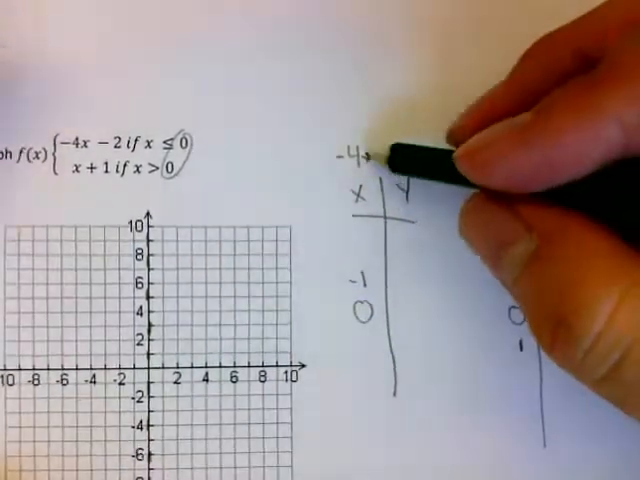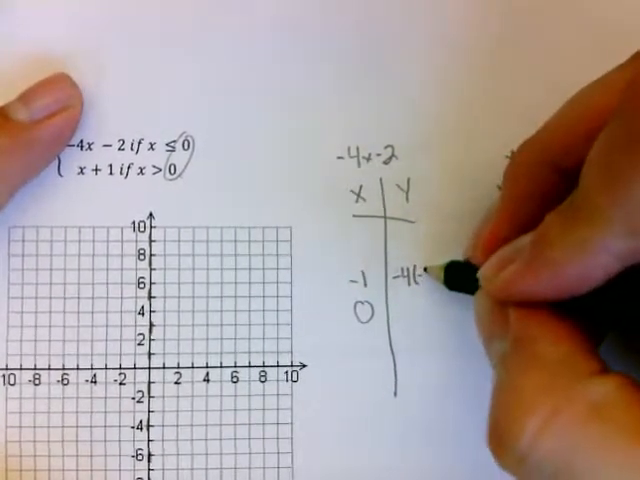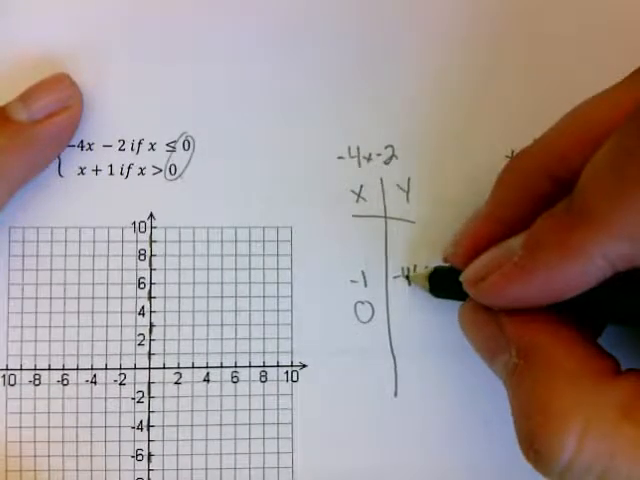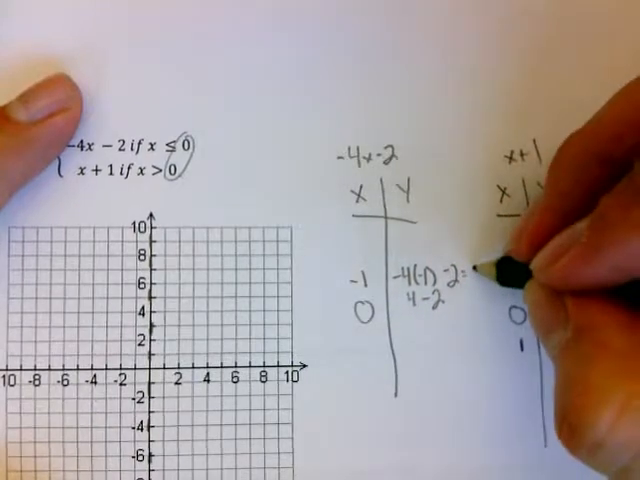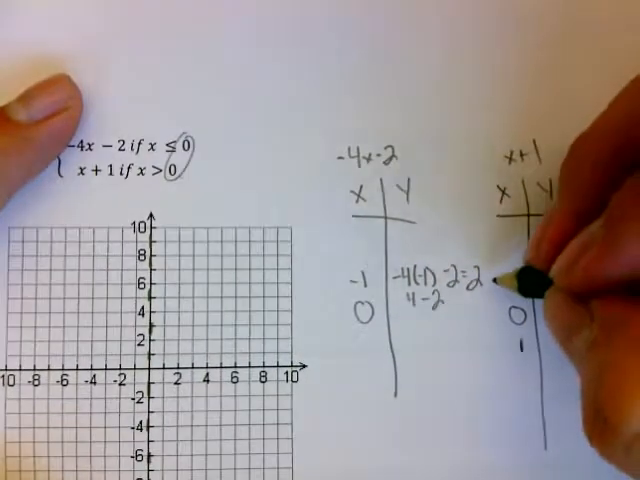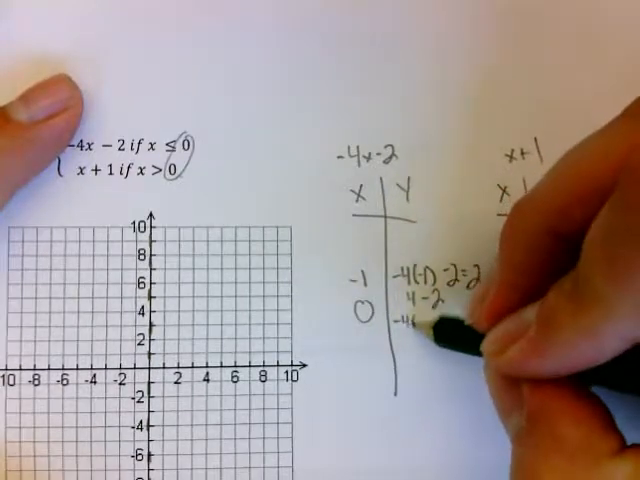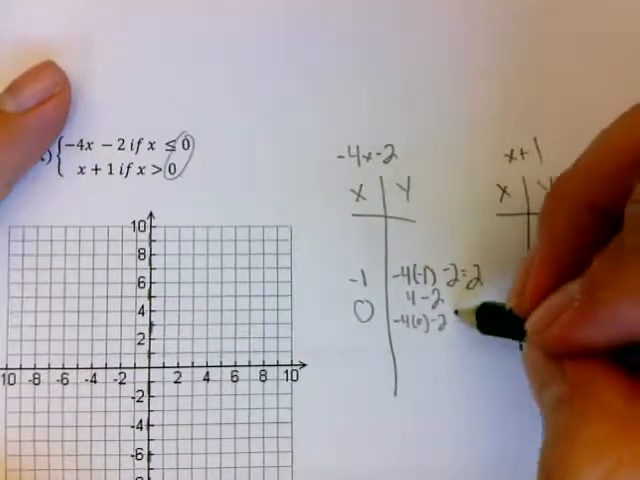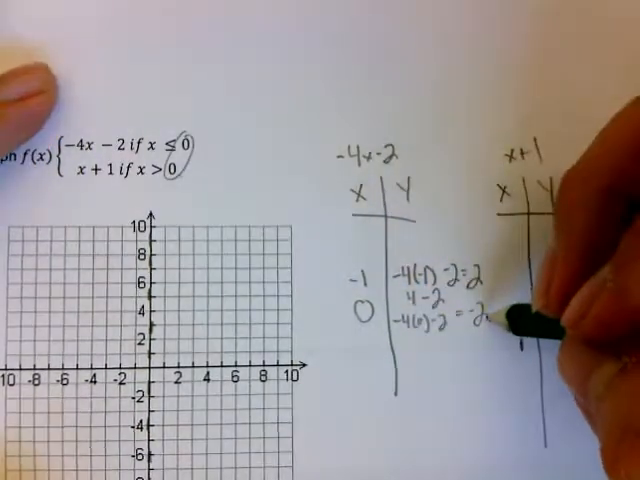So when I plug in negative 1 for this, I get negative 4 times negative 1 minus 2, which equals 4 minus 2, which is going to be 2. And then let's put the next one in, 0, so it's negative 4 times 0 minus 2. Negative 4 times 0 is 0, minus 2 would be negative 2. So our two points are negative 1, 2 and 0, negative 2.